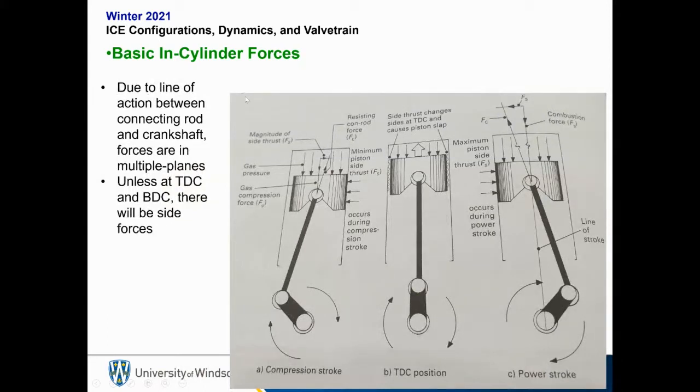Okay, so there's another consideration within cylinder forces as well: due to the line of action between the connecting rod and crankshaft, forces are in multiple planes, i.e. forces aren't just up and down. We'll have forces acting at angles, which means we have a side thrust force, Fs. Unless you're at top dead center or bottom dead center, there will always be side forces because of the line of action of the force going through the connecting rod. You're always going to have these side thrust forces.